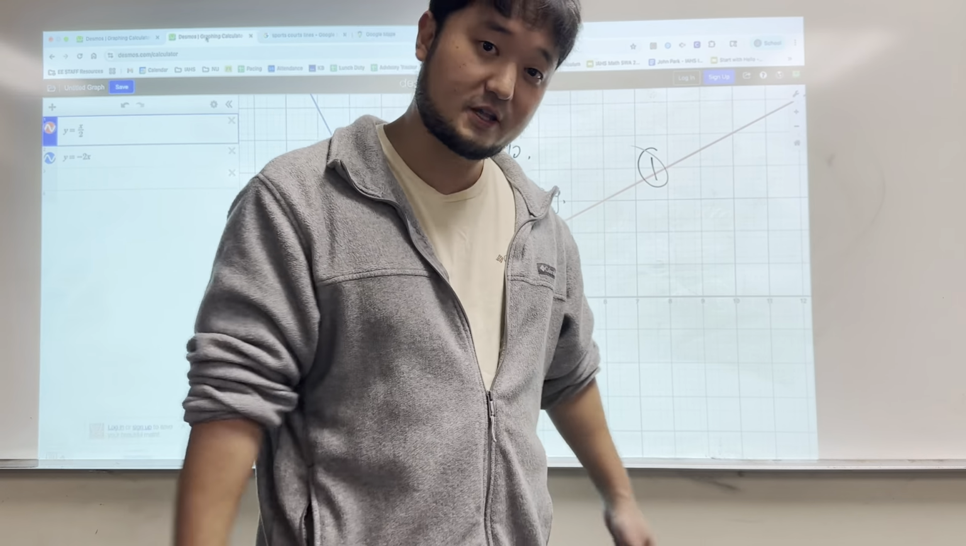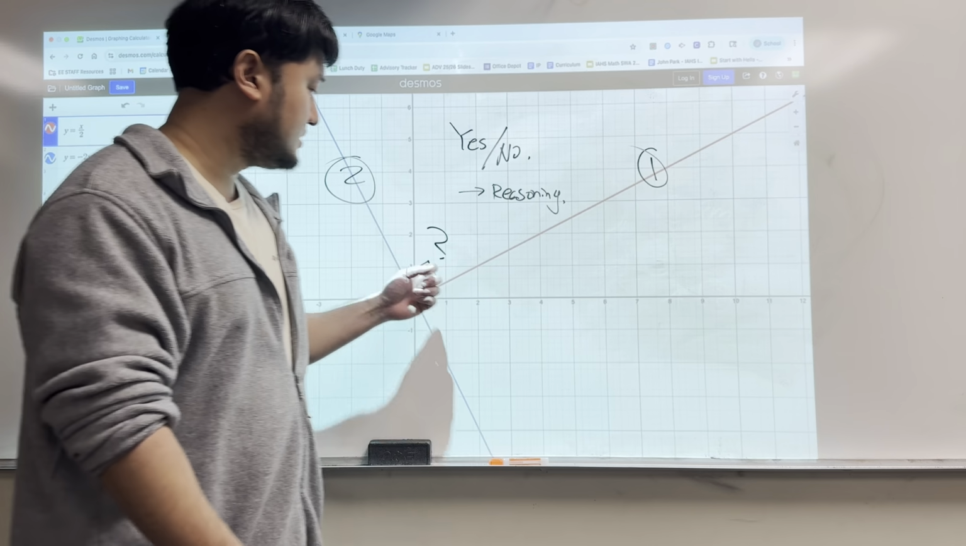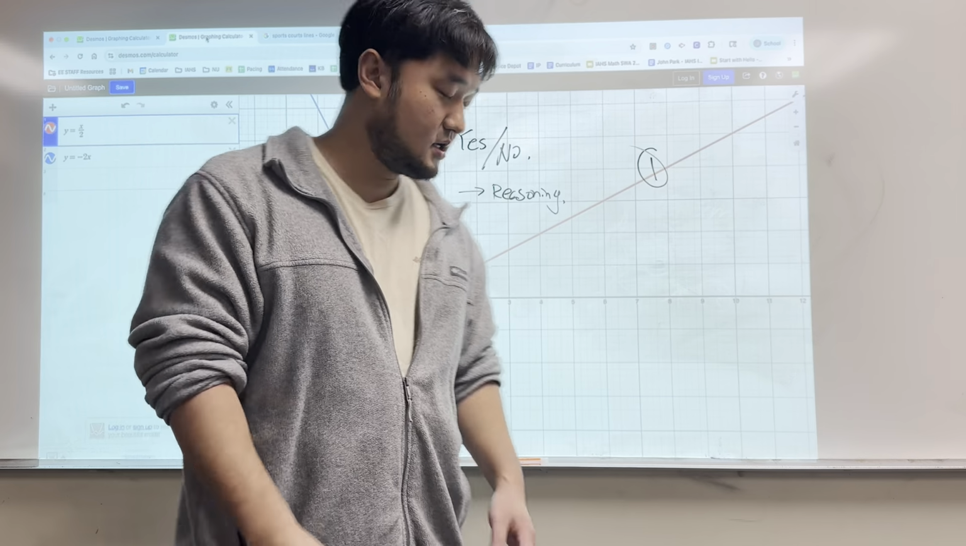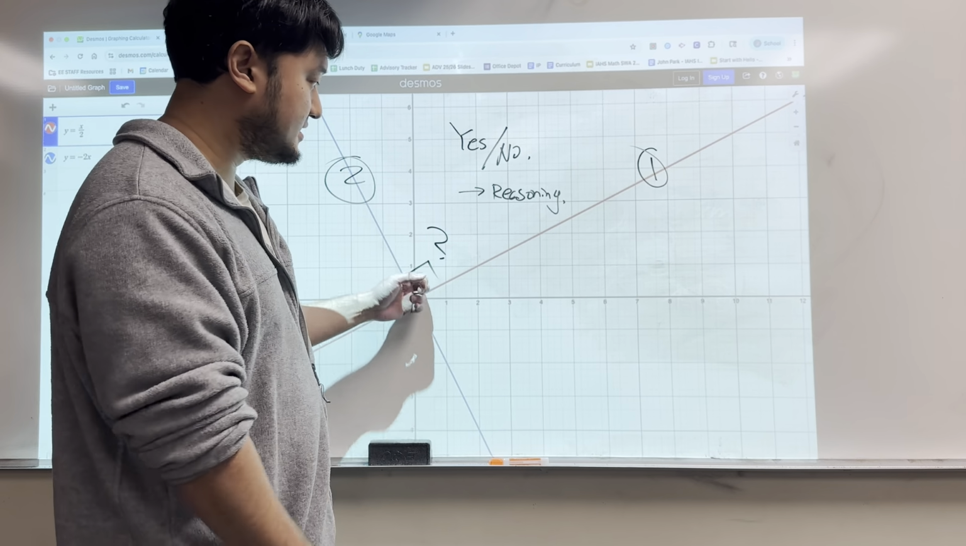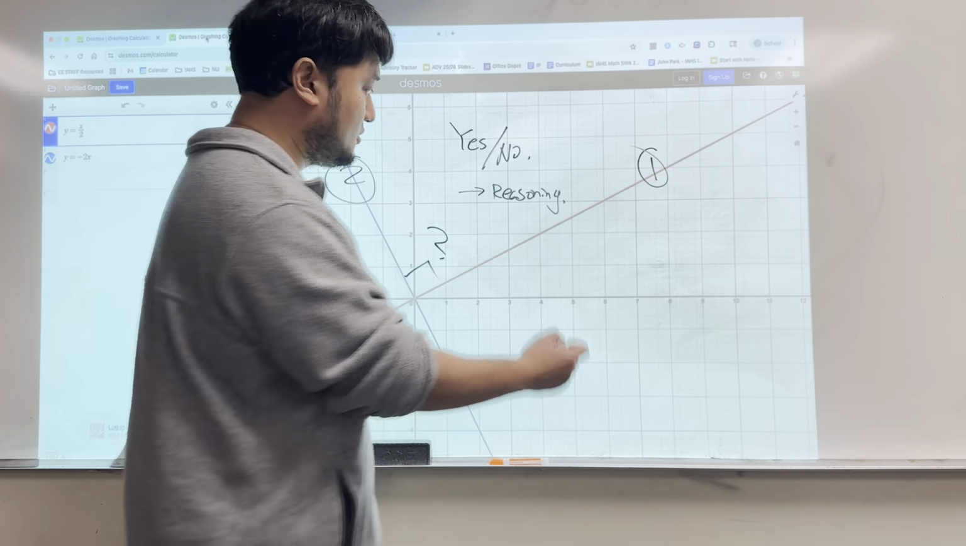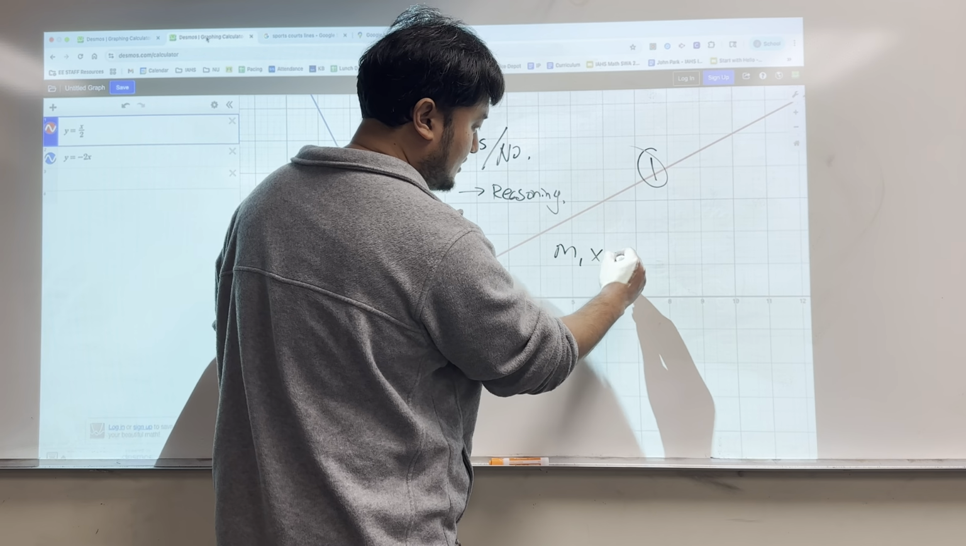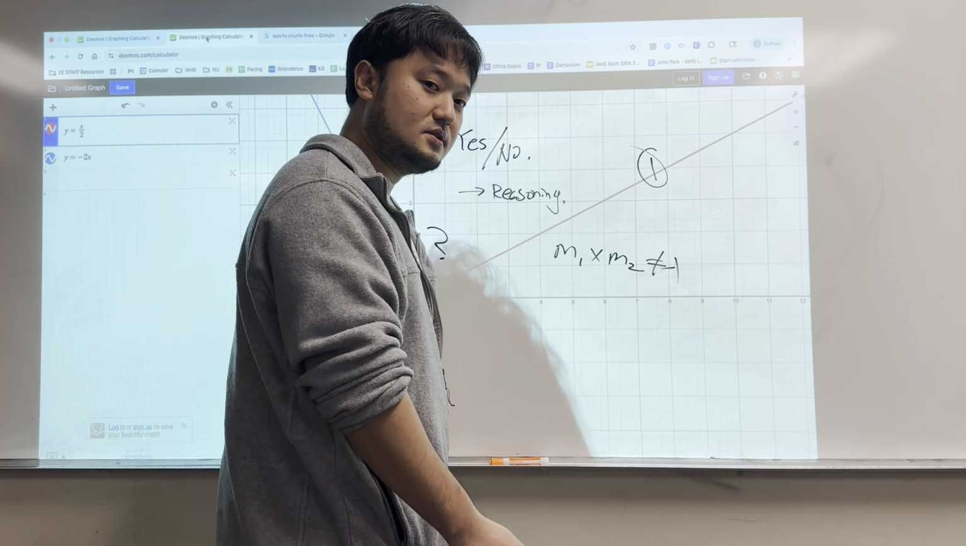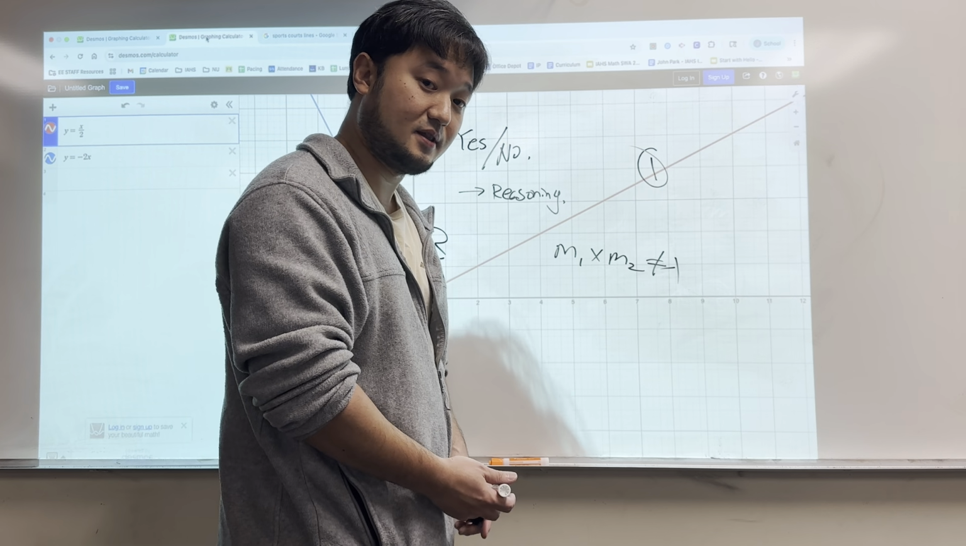Does it equal -1? If it does, then it means the lines are perpendicular, indeed. But if the slopes' multiplication does not equal -1, that means you don't have 90 degree perpendicular lines.